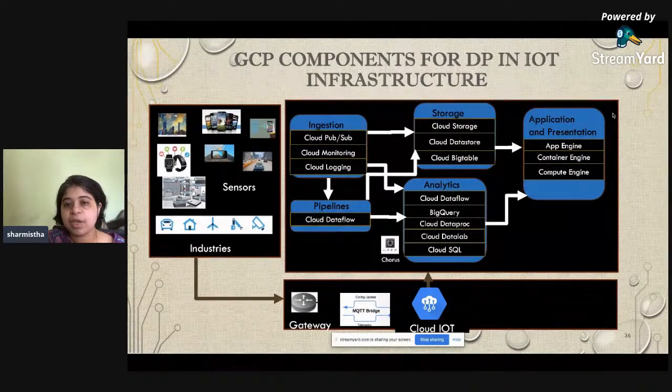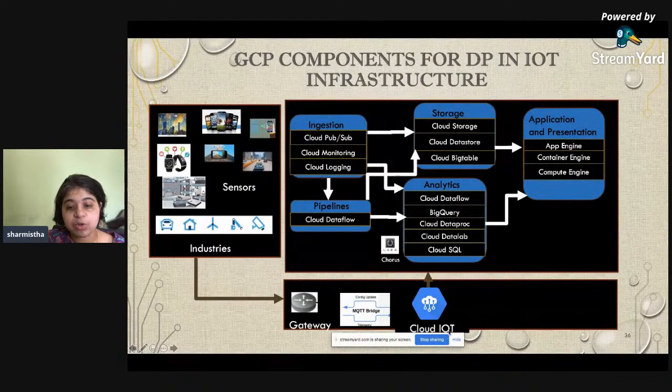And this is one view. Let's go into details on what components we can use in Google Cloud. So these sensors are there. This is not the same as the previous one. How do you ingest them? You have to have Google Cloud Pub/Sub. You subscribe to a channel which is going to get the data, and we should have monitoring of what is getting ingested, and logging mechanisms.